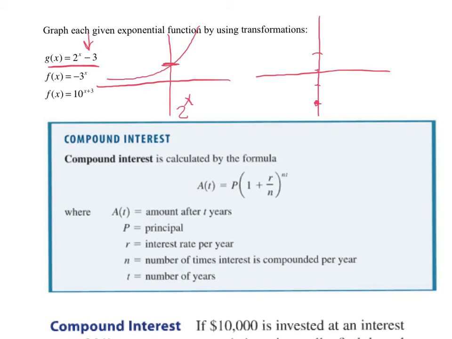And the horizontal asymptote also shifts down 3 units, and so the new horizontal asymptote is at negative 3. So there's the new horizontal asymptote. We sketch in the asymptote, and then we draw the graph. So now it has a new x-intercept. That's what I wanted to say.